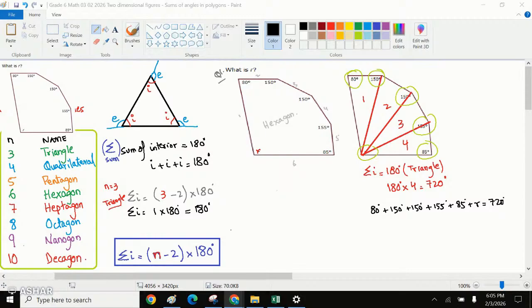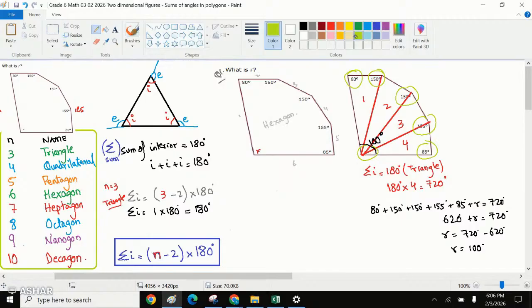Okay, when we add these numbers together, 80 plus 150 plus 150 plus 155 plus 85, it comes out to be 620. Plus r equals 720. We subtract: r comes out to be 720 minus 620, so r is 100 degrees. So we can say that this angle was 100 degrees, right?